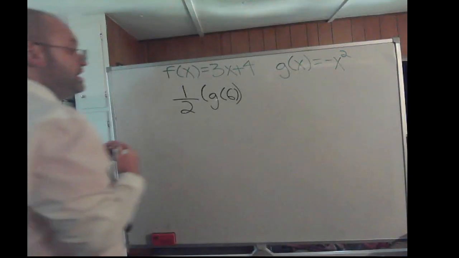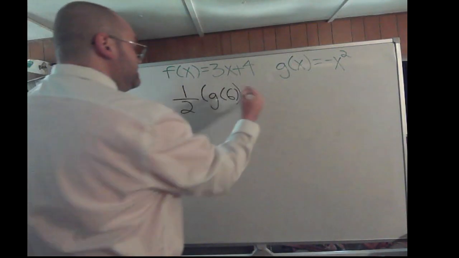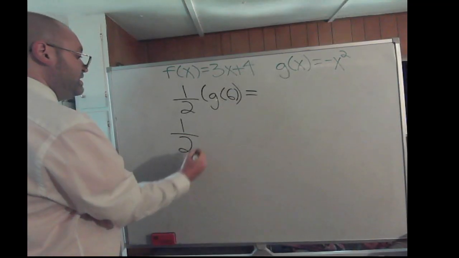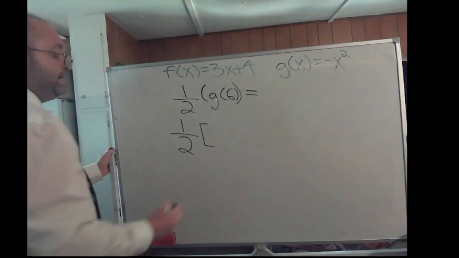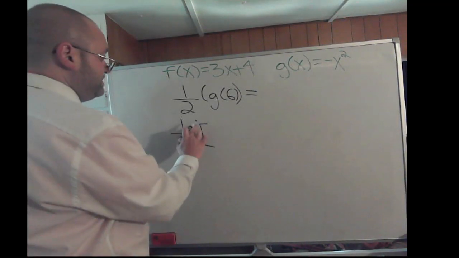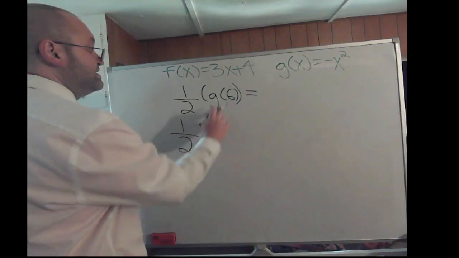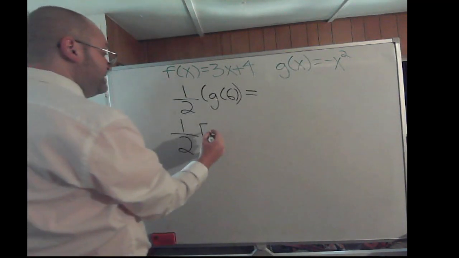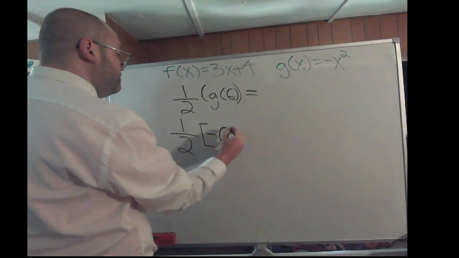Well, how do you do that? So you're going to take 1/2. I would put brackets here, okay? You just keep 1/2 outside the brackets. Now that g of 6, you're just going to take 6 in and put it in for the x. You'll have negative 6 squared.